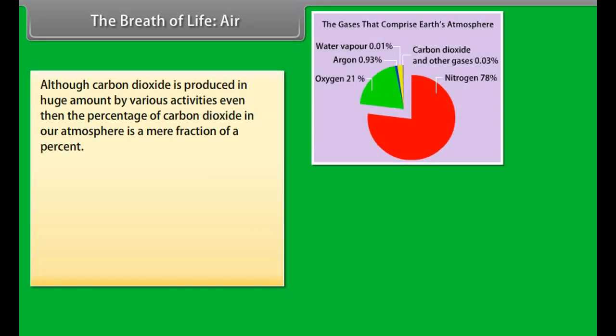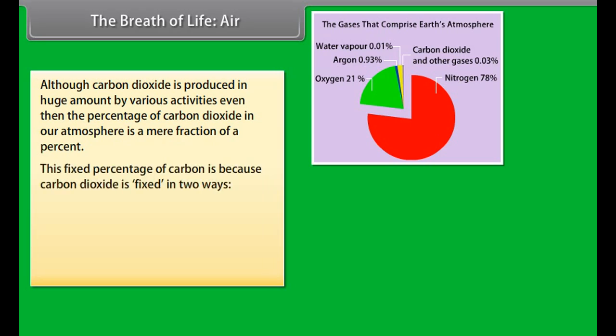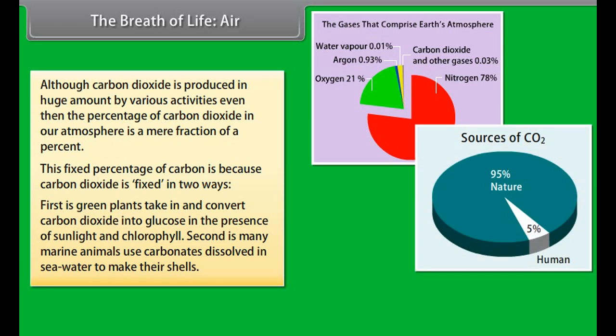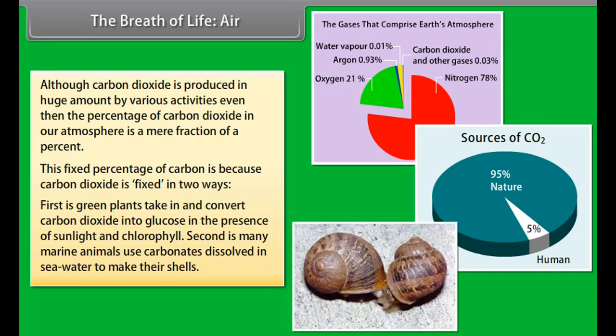Although carbon dioxide is produced in huge amounts by various activities, even then, the percentage of carbon dioxide in our atmosphere is a mere fraction of a percent. This fixed percentage is because carbon dioxide is fixed in two ways. First, the green plants take in and convert carbon dioxide into glucose in the presence of sunlight and chlorophyll. Second, many marine animals use carbonates dissolved in seawater to make their shells.